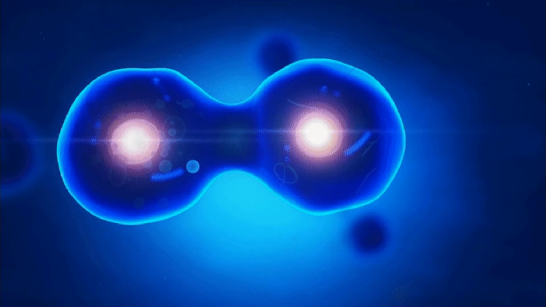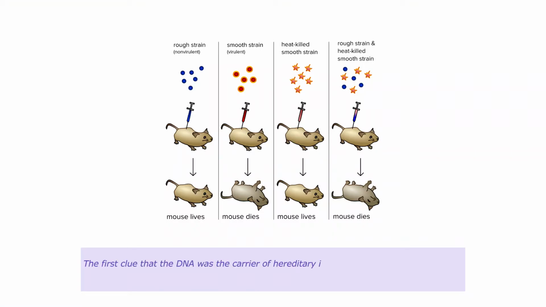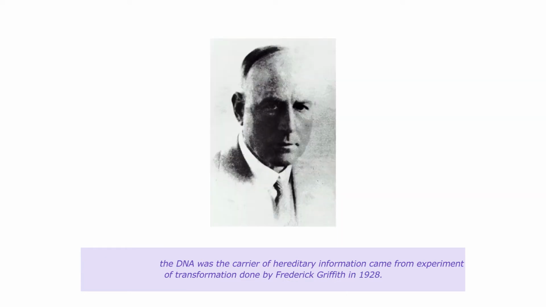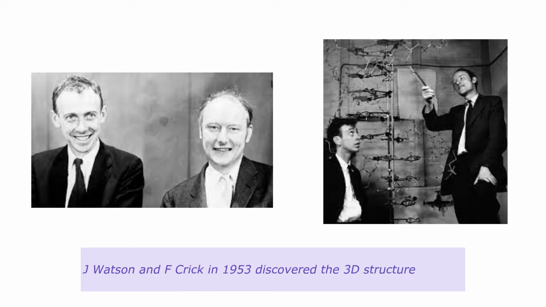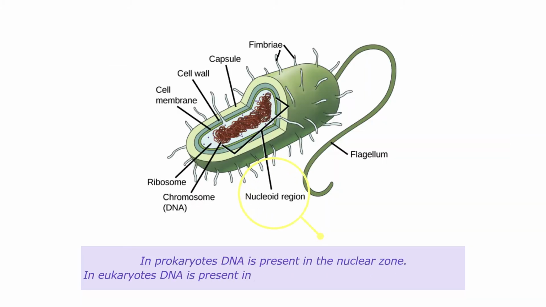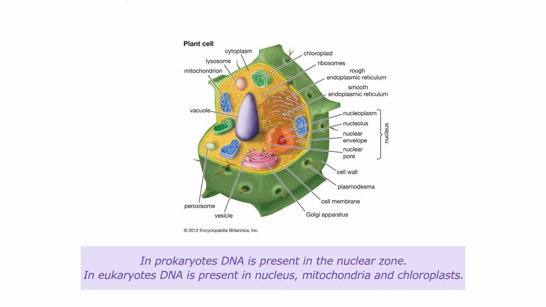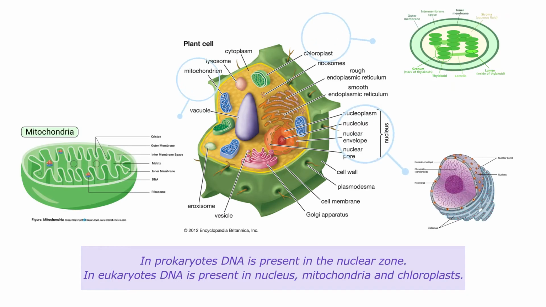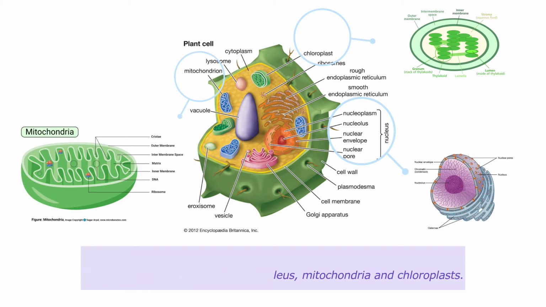one generation to another. The first clue that the DNA was the carrier of hereditary information came from the experiment of transformation done by Frederick Griffith in 1928. J. Watson and F. Crick in 1953 discovered the 3D structure of DNA. In prokaryotes, DNA is present in the nuclear zone. In eukaryotes, DNA is present in nucleus, mitochondria, and chloroplasts.